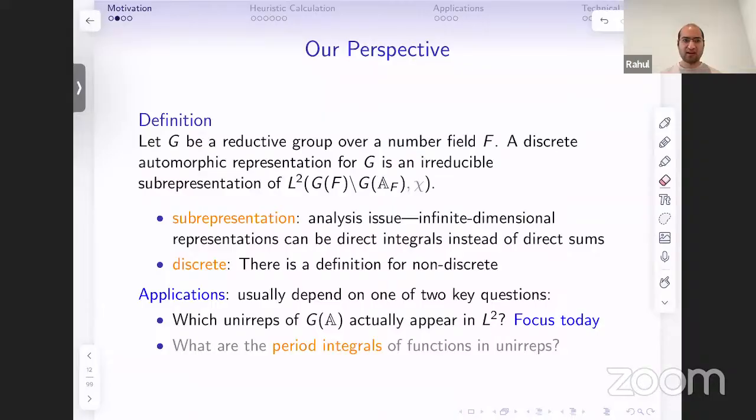Okay, so let me move on then. So this is our perspective. Let me maybe give a little bit more detail on what exactly I mean by this first key question.